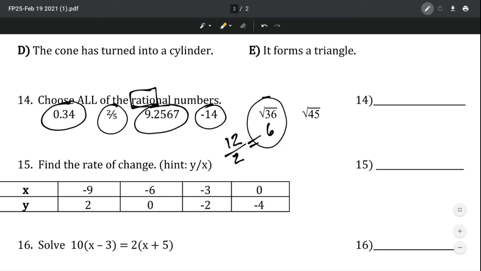So now here's the one that we're having trouble with. Square root of 45. Is that a perfect square? It's not, right? I can't build a square with side lengths that are the same and have an area of 45. So when you have a non-perfect square like that, if you punch it into the calculator, it's going to end up being a decimal that goes on and on and on. So the only non-rational one is this one.